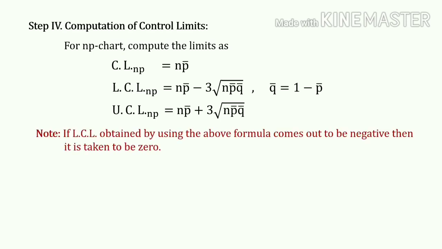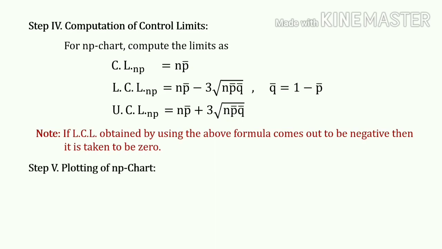While obtaining the lower control limit of NP chart, if it comes out to be negative, then we have to take it as 0, because number of defectives cannot be negative. So we treat the lower control limit of NP chart as 0 when it comes out to be negative.